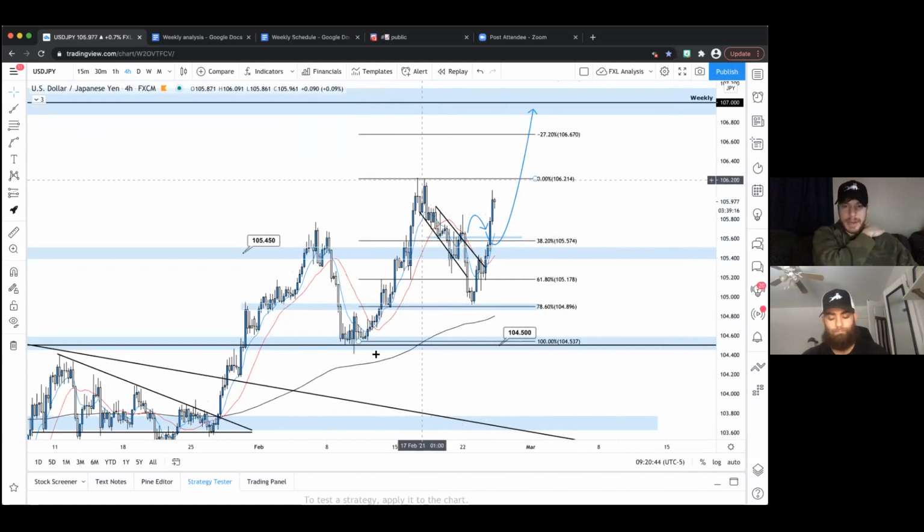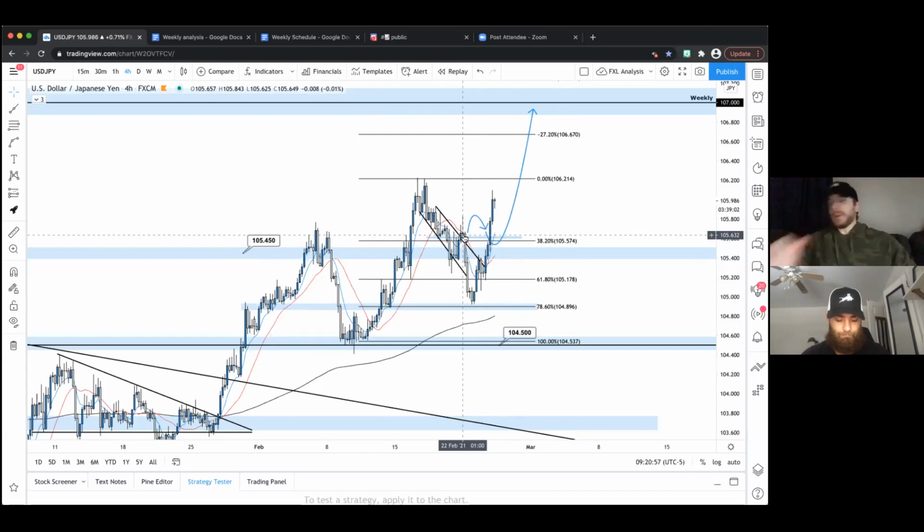Once this formed its high, right, we refibbed it, pulled back. We were expecting a bit of a reversal, a little more reaction around 105.5, right, where a 38.2 was. Didn't really happen. It gave us a false breakout. However, we didn't get caught on it. We knew it was coming.